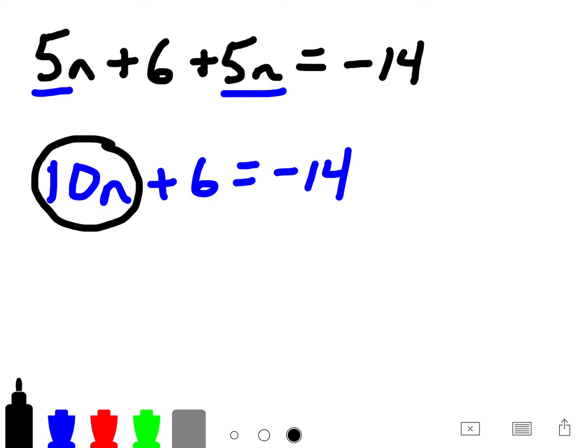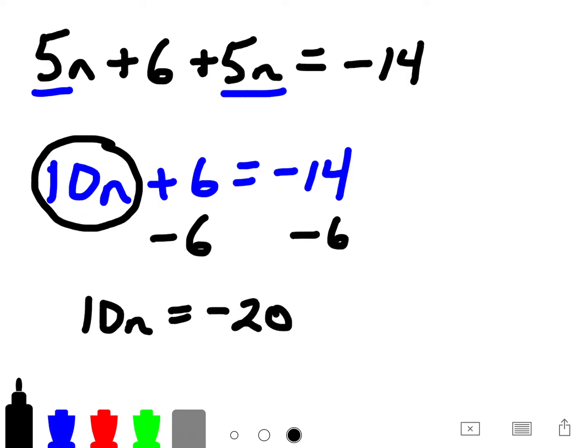So now let's finish. We're going to subtract 6 from both sides. That's 10n equals negative 20. Now between the 10 and the n, that's multiplication, so I'm going to divide because that's its opposite. And you get n equals negative 2.